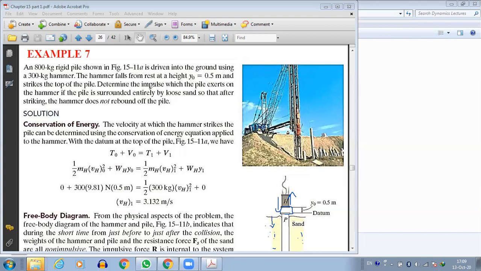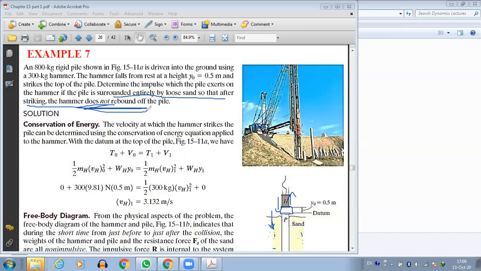So determine the impulse which the pile exerts on the hammer if the pile is surrounded entirely by loose sand, so that after striking the hammer does not rebound. So the hammer gets attached to the pile and moves together with the pile with the same velocity after striking. Do you understand this statement? This statement is basically the code, which is going to give you some information.